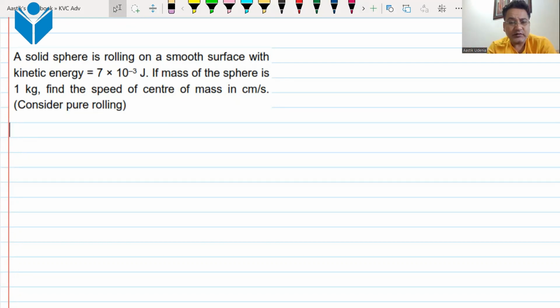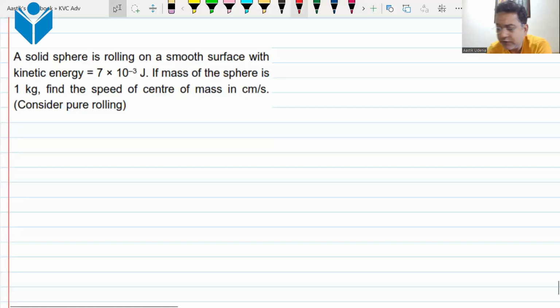A solid sphere is rolling on a smooth surface with kinetic energy of this. Mass of the sphere is 1 kg. What is the speed of the center of mass in centimeter per second? 1 minute. If we talk about the kinetic energy, it will consist of two parts.